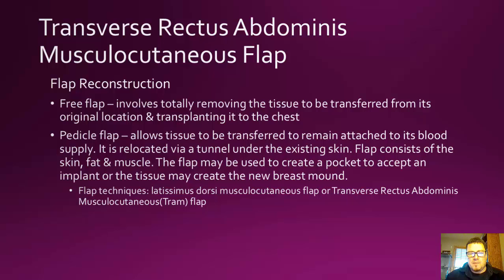A free flap, you totally remove the tissue and transfer it to the chest. In a pedicle flap, we're going to keep the blood supply attached and relocate the flap through a tunnel under the existing skin and into the chest. That flap will be mounted up to create a new breast. You can use the latissimus dorsi muscle or transverse rectus abdominis is the tram flap.